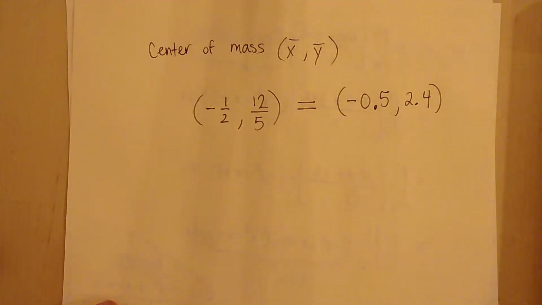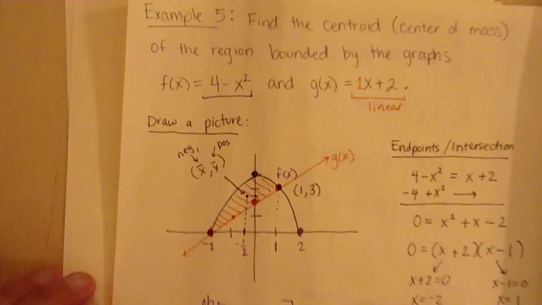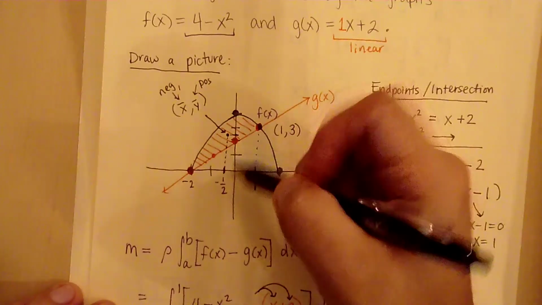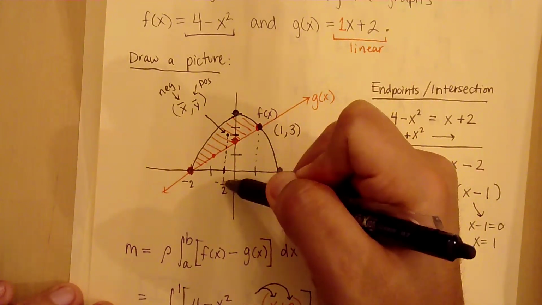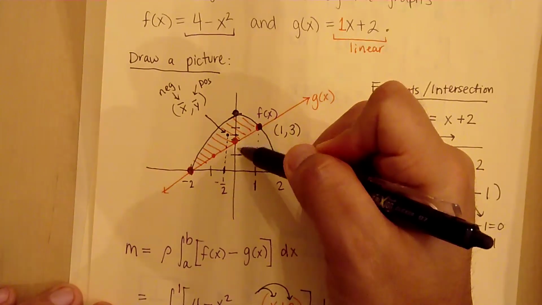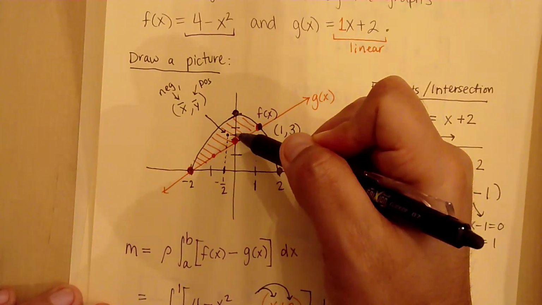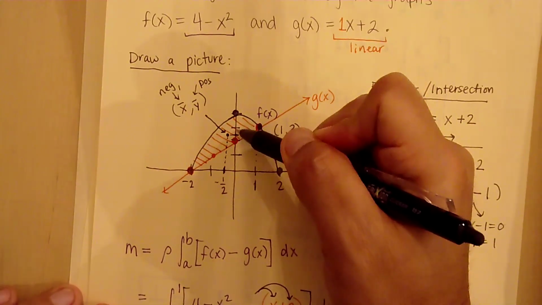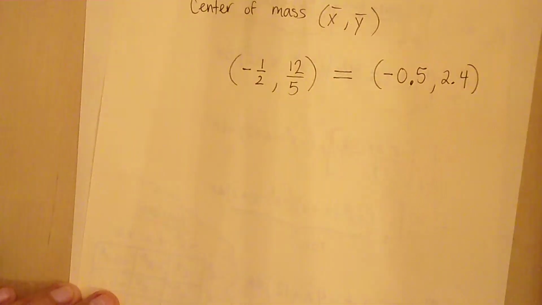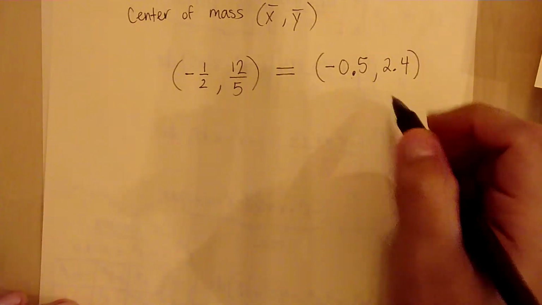And if we look at our picture from the very beginning of this problem, it kind of looks like -1/2 was correct, and then I kind of spitballed that we were up 1, 2, and a little bit higher than that, sort of between 2 and 3. And that's exactly what we found.